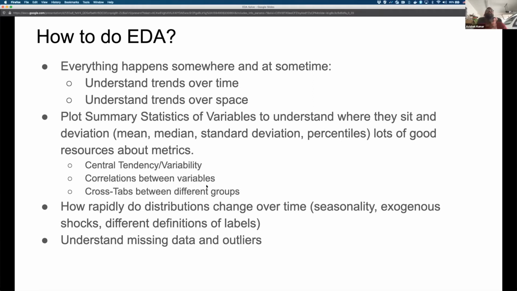And then you want to understand, say, how rapidly do distributions change over time? Are there seasonal effects, exogenous shocks? COVID-19 has changed the way we live life, how we spend money, changed the tax season.